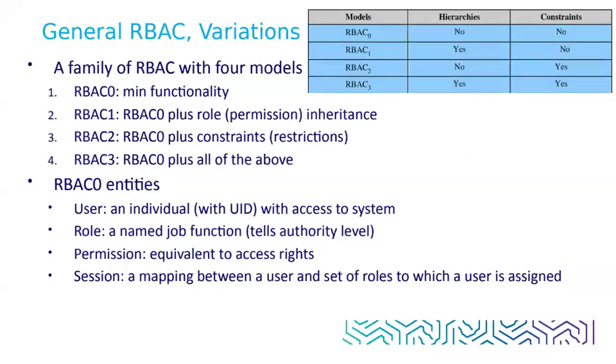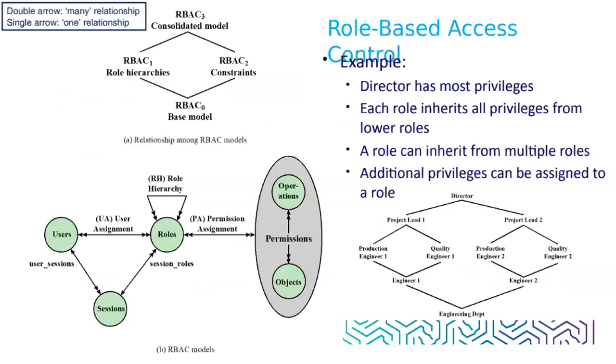Then the general RBAC variations. So here, a family of RBAC with four models we have, which consists of four models, and each model builds upon the previous one by adding the new capabilities. Like the RBAC0 is the basic RBAC model, then RBAC1 is like the combination of RBAC0 plus the role hierarchy, that is the inheritance. Let me show you the diagram. Yes, then RBAC2, which is like RBAC0 plus the constraints, that means the restrictions, and the RBAC3, which is the combination of RBAC0 plus role hierarchy plus constraints.